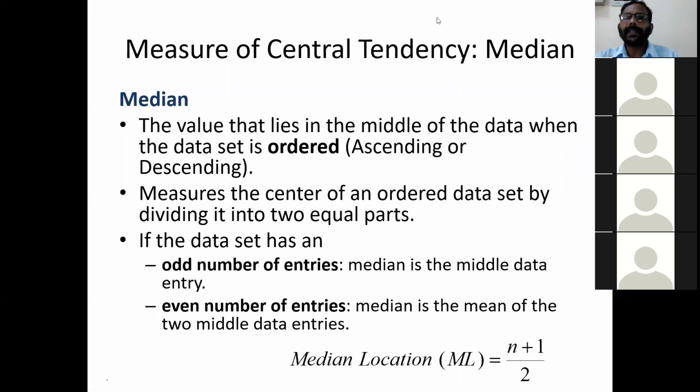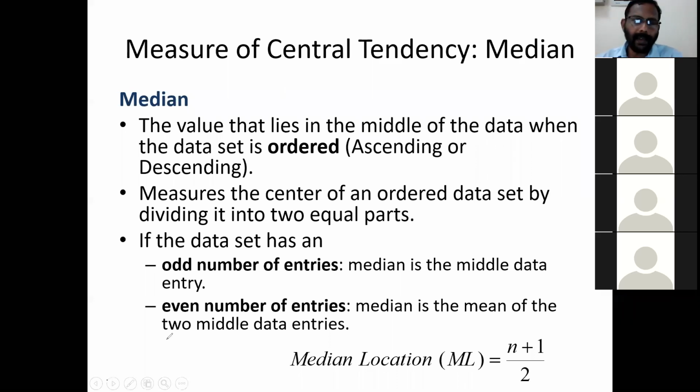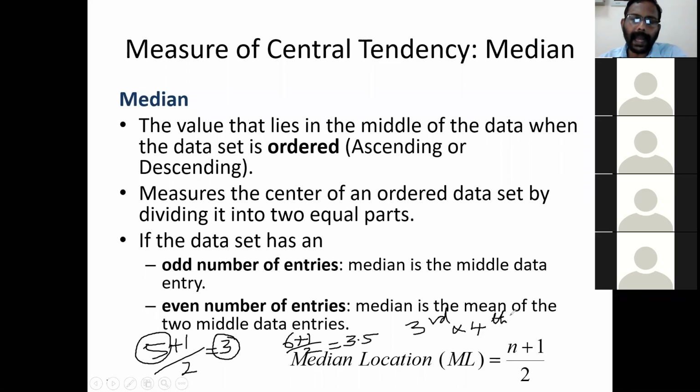So if you have 5 data points, this is 5 plus 1 divided by 2, so that is equal to 3. That means the third data will be our median in 5 data points. Similarly, if I have 6 data points, 6 plus 1 divided by 2 is 3.5. So that means my median is located between the third and the fourth position. All this could be done after arranging the data in either ascending or descending order.